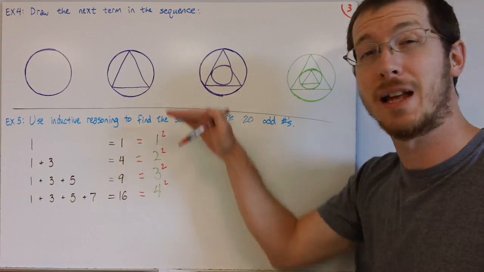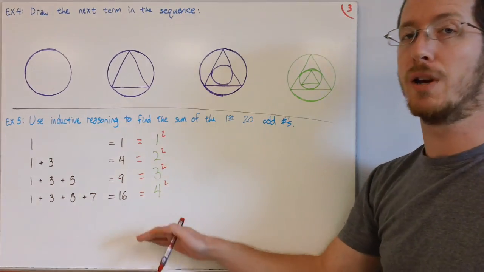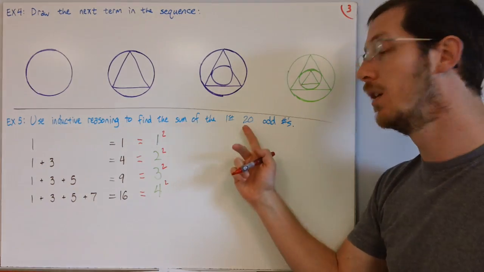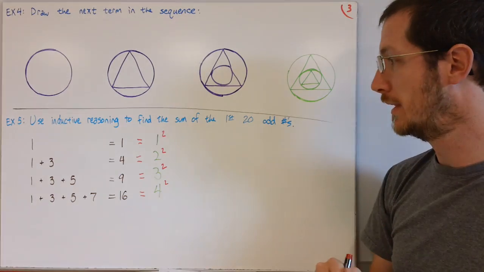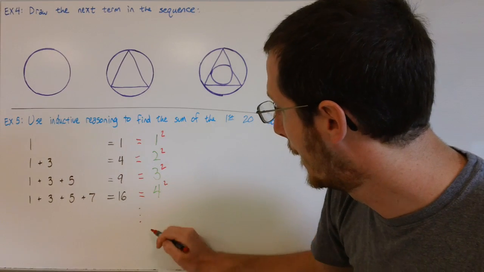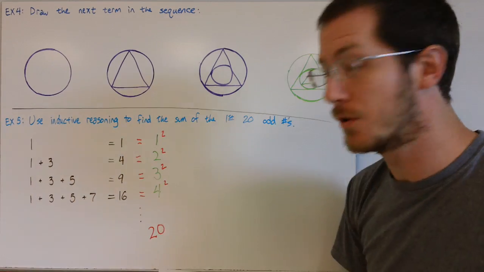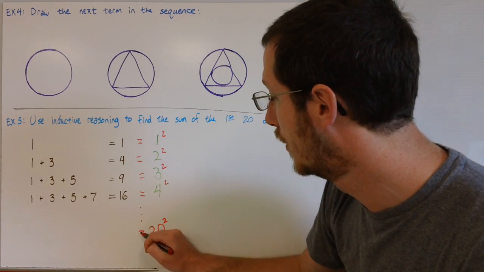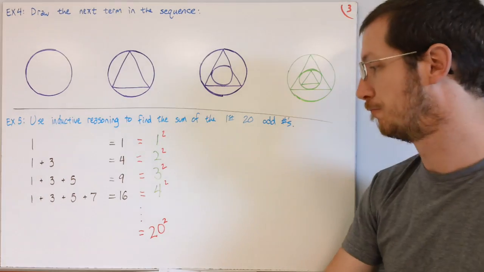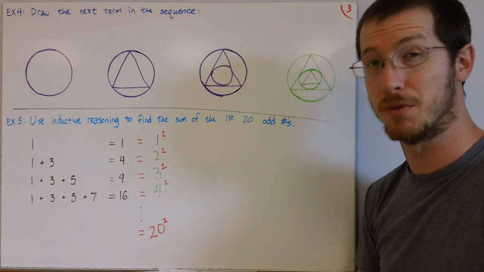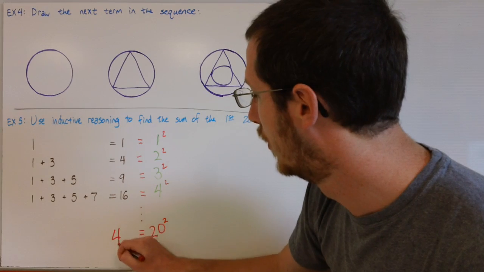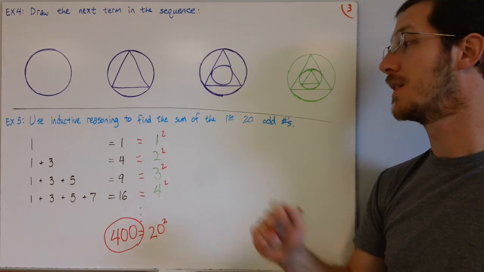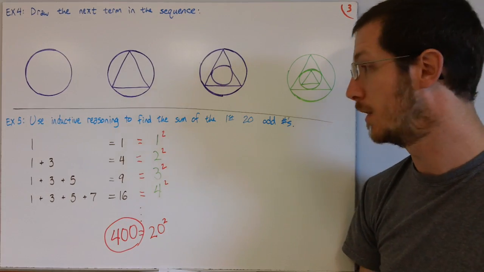So we can conjecture that that same pattern is going to hold for any number of the first x odd numbers. So if we want to find the first 20 odd numbers, then we can conjecture that 20 squared is going to give us that sum. So 20 squared, 20 times 20, is going to give us 400, which is the sum of the first 20 odd numbers as well.